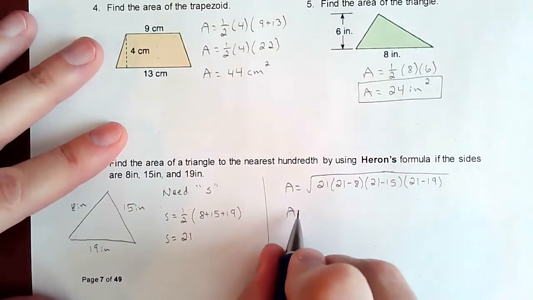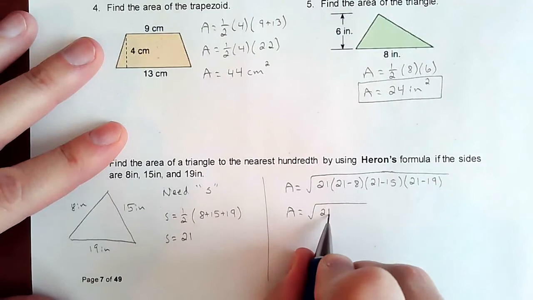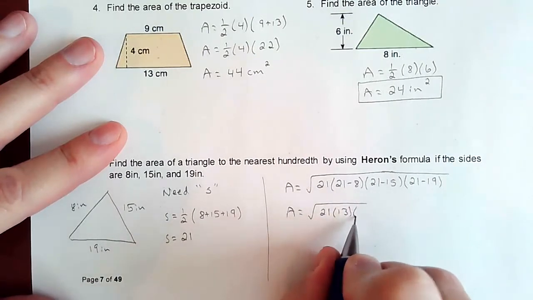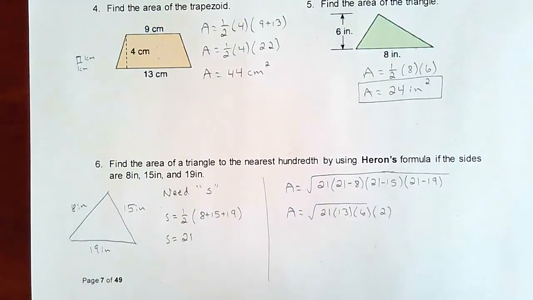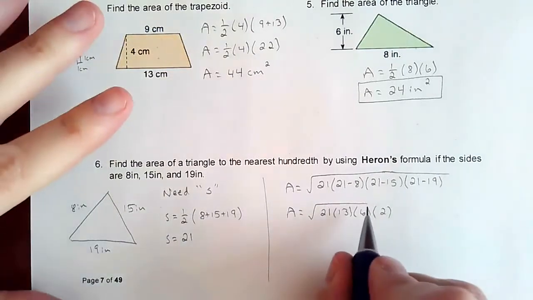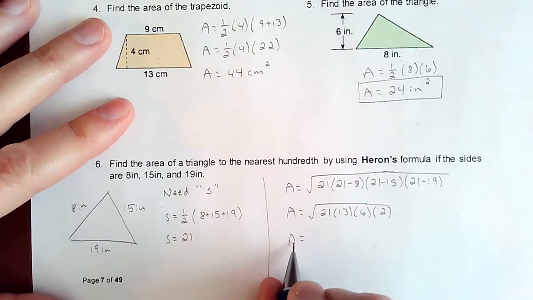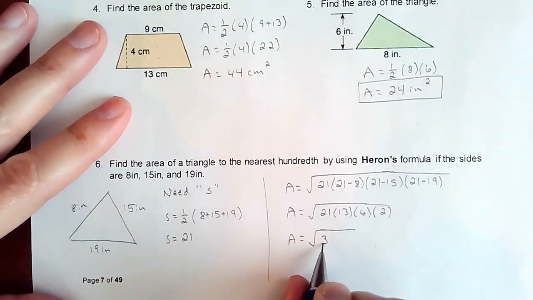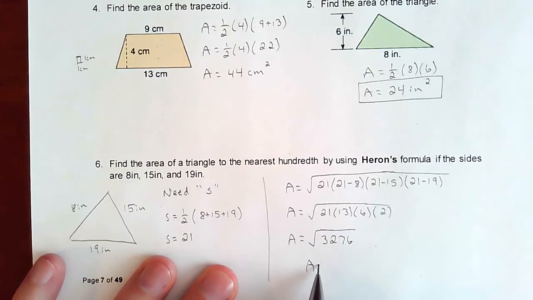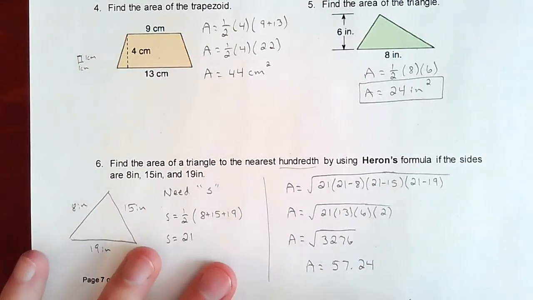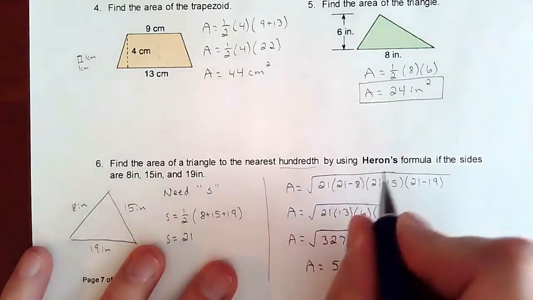All right, so this becomes 21 times 13 times 6 times 2. If we multiply all of that together, we are square rooting 3,276. If we throw that in the calculator and take the square root of 3276, our area is going to be 57.24, and they said to round to the nearest hundredth. So 57.24, and we are in square inches.